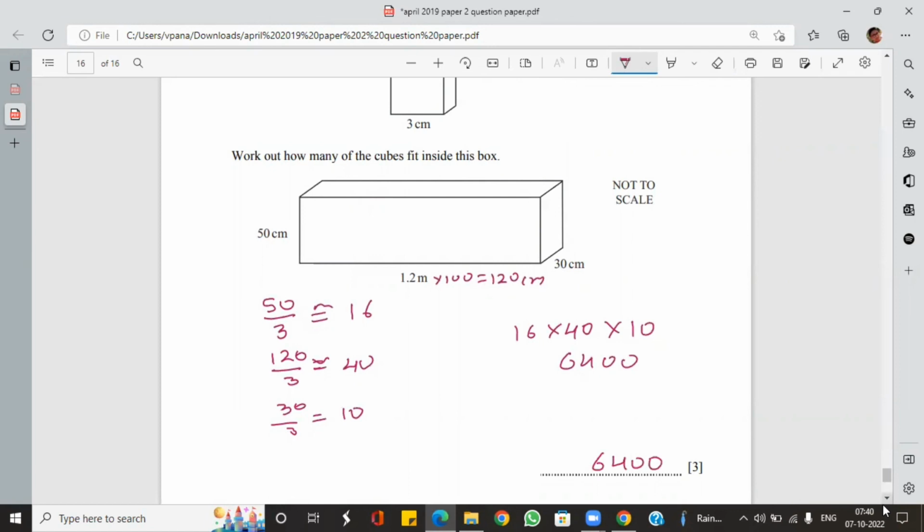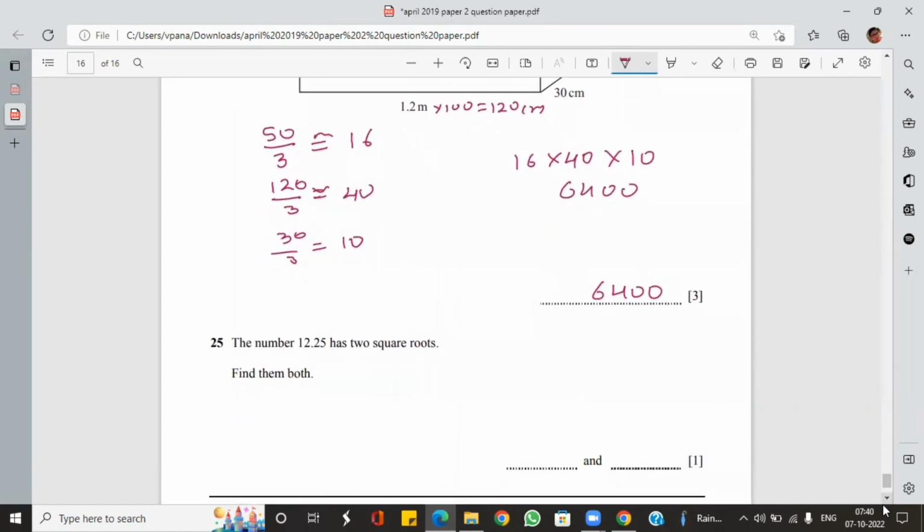Got it? Now we move on to the last question. The number 12.25 has two square roots, find both of them. So it is 3.5 and minus 3.5.